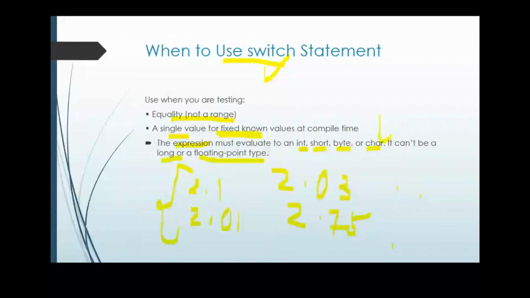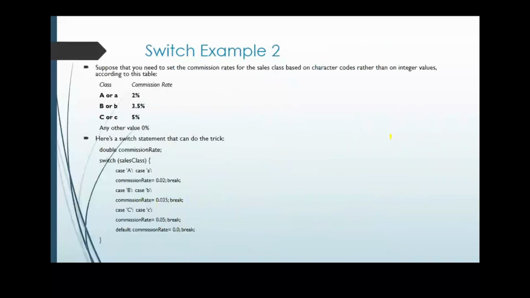Okay? We have here example number 2 that has a character data type, which we have explained already a while ago. So for the same idea as in our example 1, instead of sales class being 1, 2, 3, we have our sales class being A, B, or C.